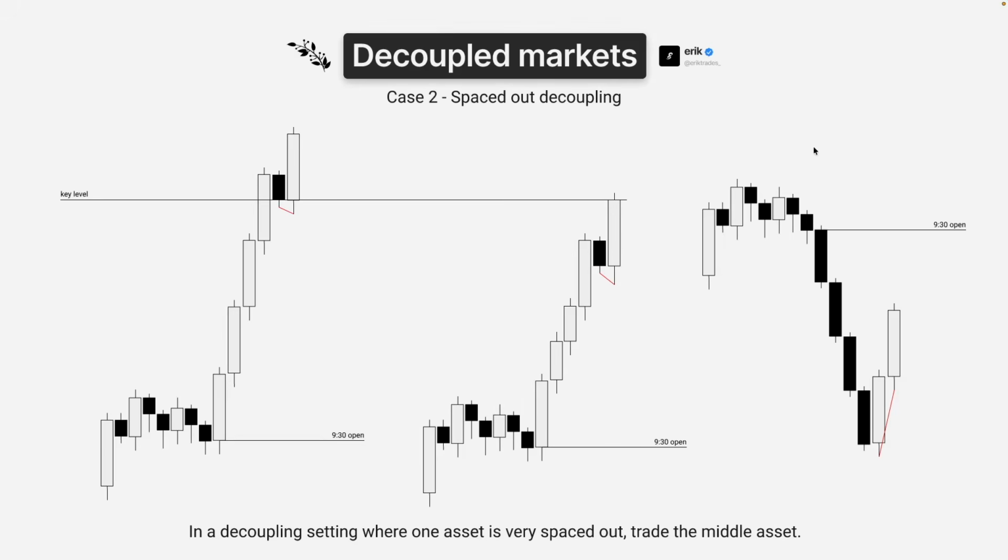This asset is no longer bearish. Now I can trade this higher because this asset is synchronized. These assets are synchronized now. This is no longer bearish. We're now bullish. But I'm not trading this asset. The only difference here is that because of this asset's proximity to the high, it is almost always better to trade the middle asset. Okay? Make sense? So in the decoupling setting where one asset is very spaced out, we trade the middle asset.